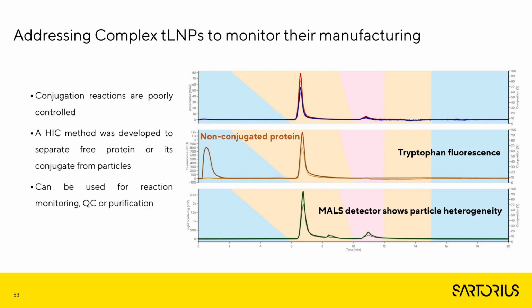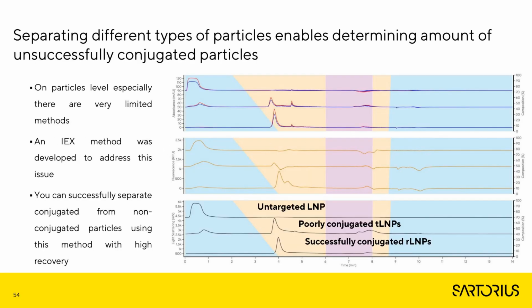And to do this, we utilize hydrophobic interaction chromatography. You're able to monitor the conjugation reaction by not binding the free proteins, and this way you can monitor how well this reaction goes. And here you see your intact particles, and you can use the method to monitor that, and then also you can use it preparatively to remove your non-conjugated surface ligands.